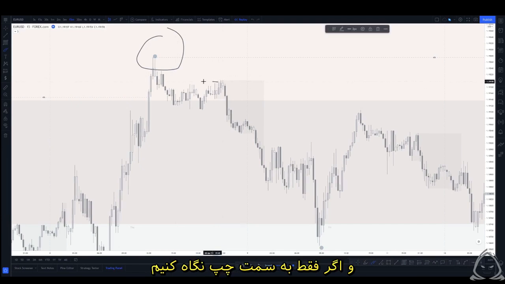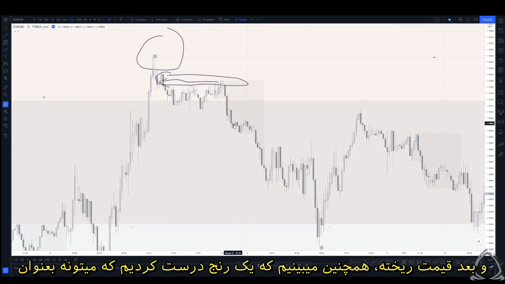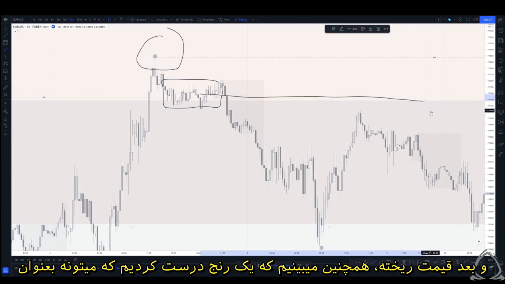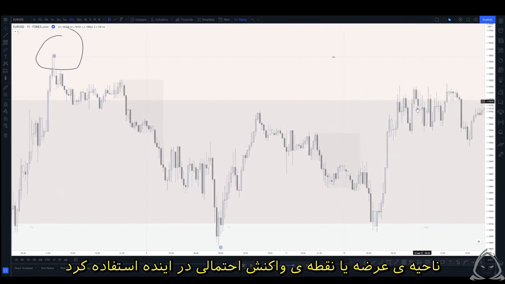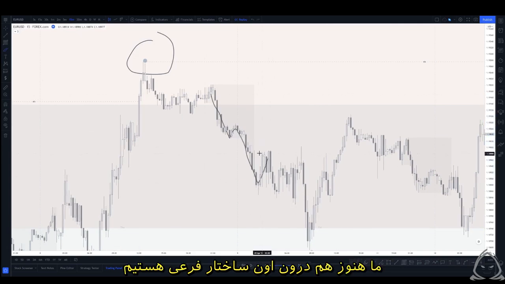And if we just look to the left, we can see that we do have some sort of supply zone. Price has tapped into it numerous times, and then we started to fall. And what we can also see is we've now created a range in price, which could be used as a potential supply zone or reaction point in the future. And as we can see, price is now continuing to make lower lows and lower highs. We create a range, but we still are contained within that substructure.